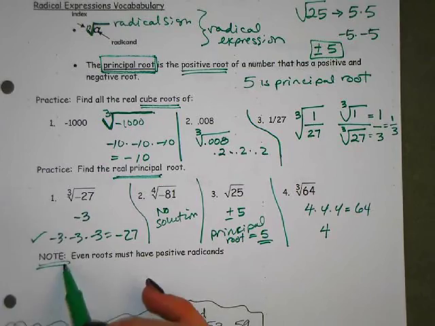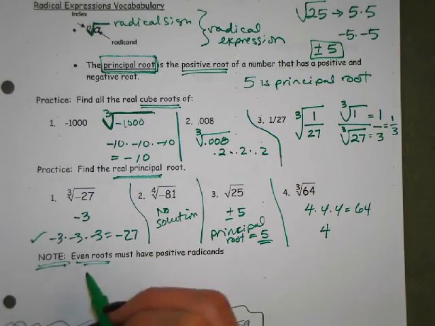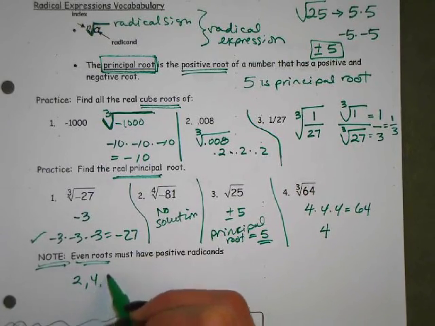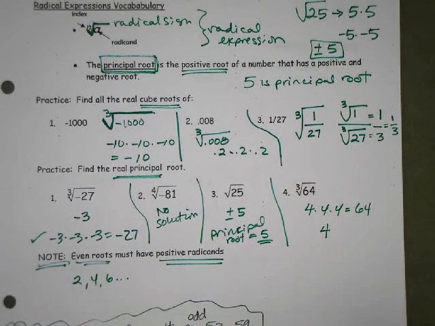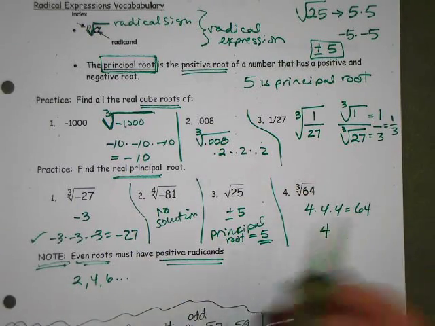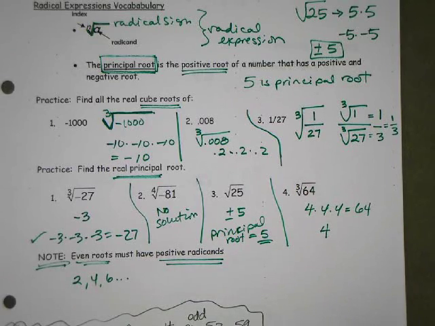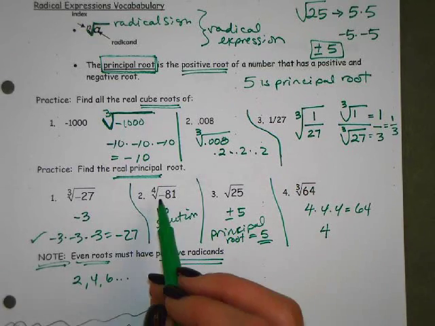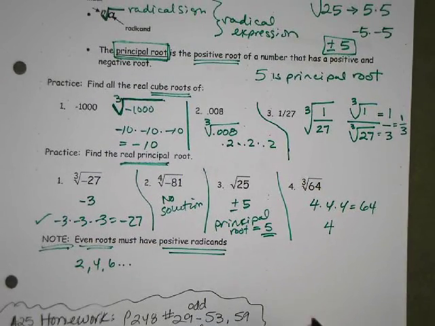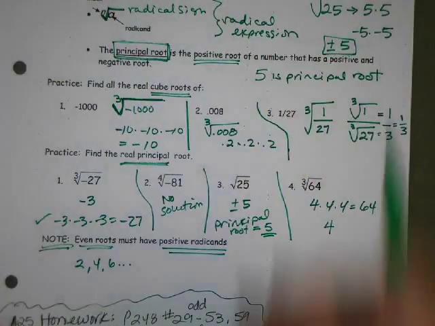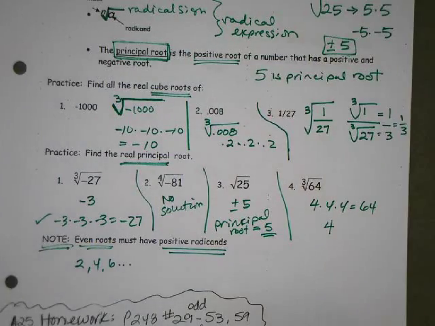So here's a special note: even roots, meaning like 2, 4, 6, etc., must have positive radicands. Must have positive radicands. So the only way you can have a negative is if you have an odd index. Alright, so this is kind of just a setup, and now we're going to actually practice it. Okay? So let's flip.